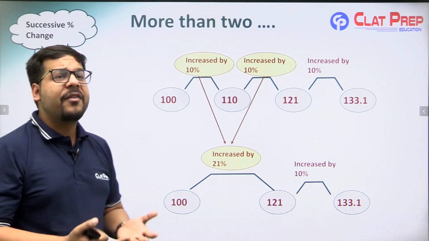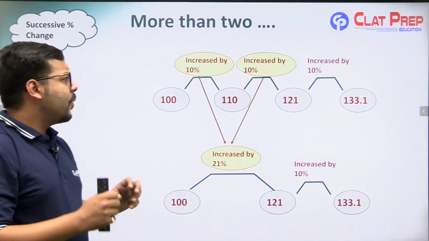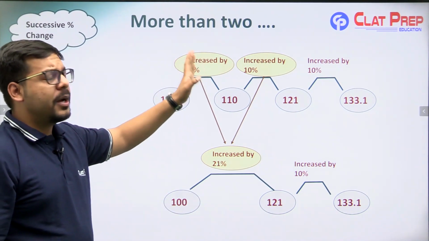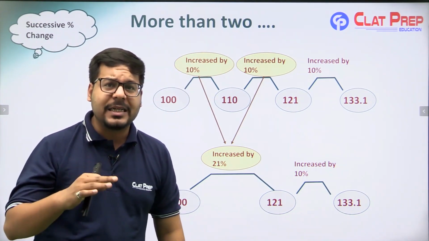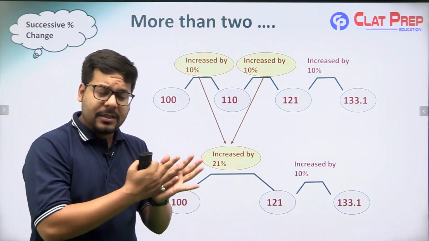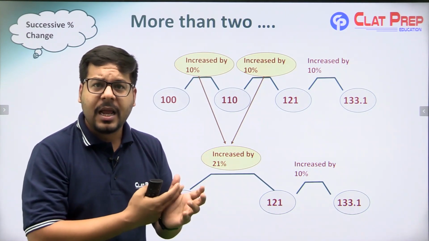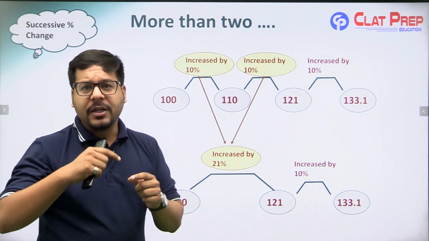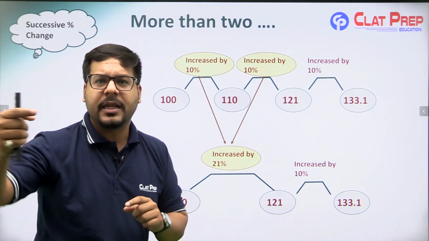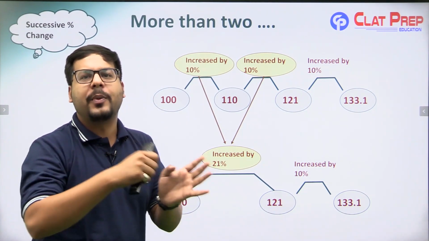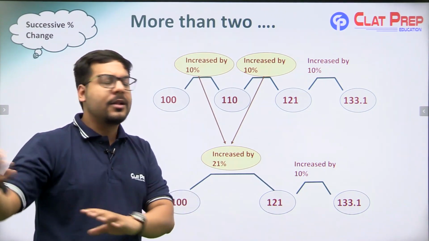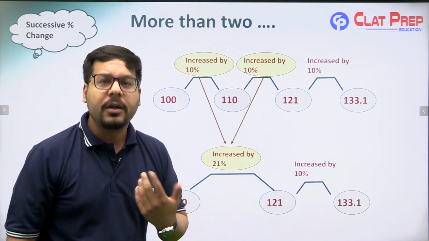Now, what have we done here? When I was asked to increase a number by 10% 3 times successively, I used the same formula, x plus y plus xy upon 100, for the first two changes, and then I used that result with the third percentage change in the same formula, that is 21 plus 10 plus 210 upon 100, and the overall result will be 33.1%.